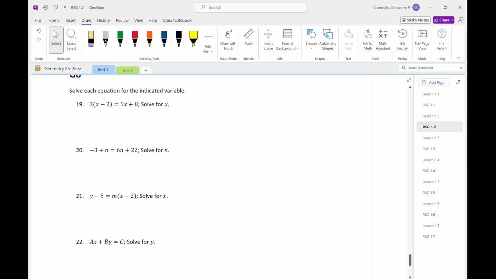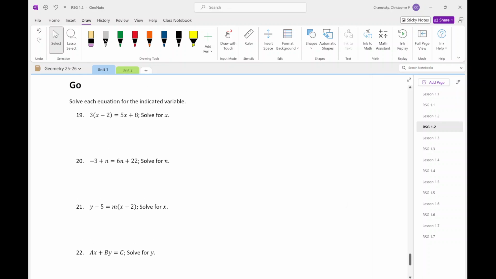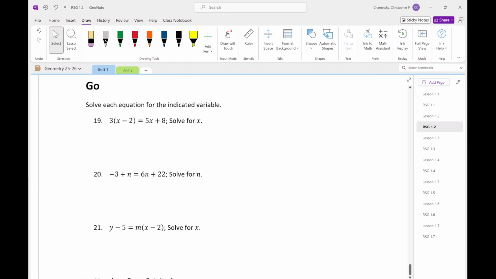Okay, that takes us to our Go, which is we're going to be solving some equations for some variables here. Number 19, first thing that we're going to do, we're going to go ahead and distribute that 3. So we get 3x minus 6 equals 5x plus 8.